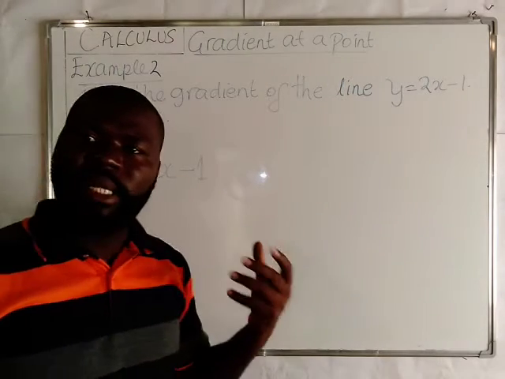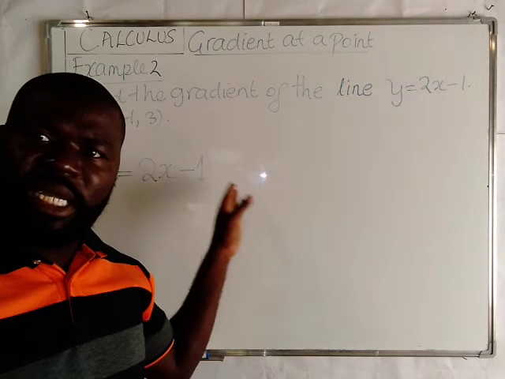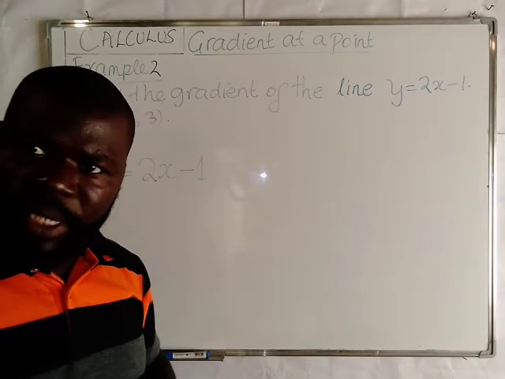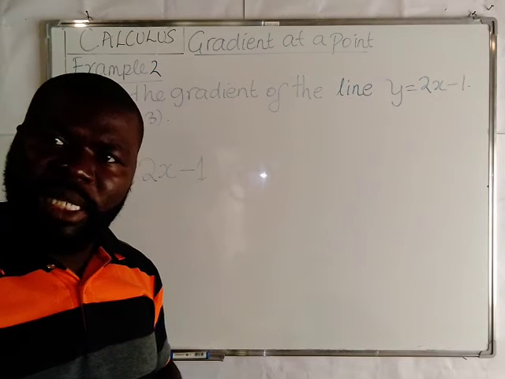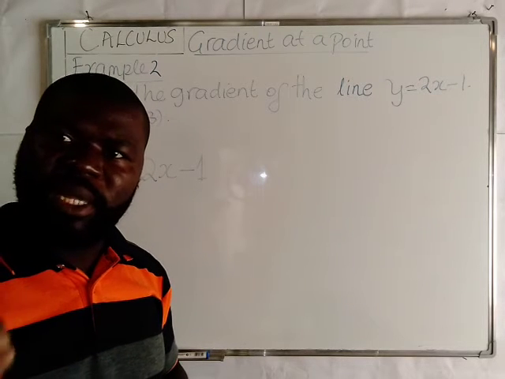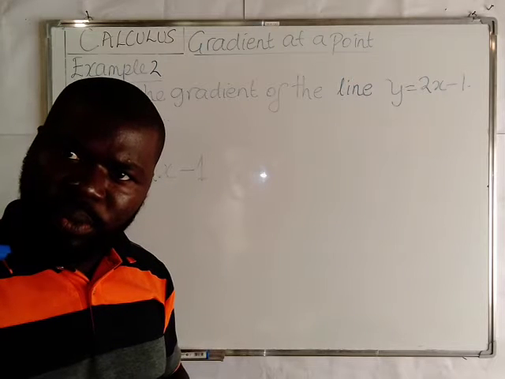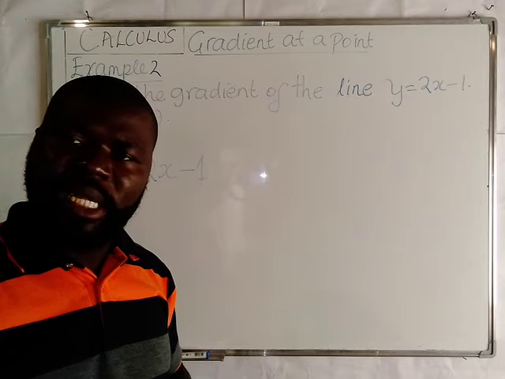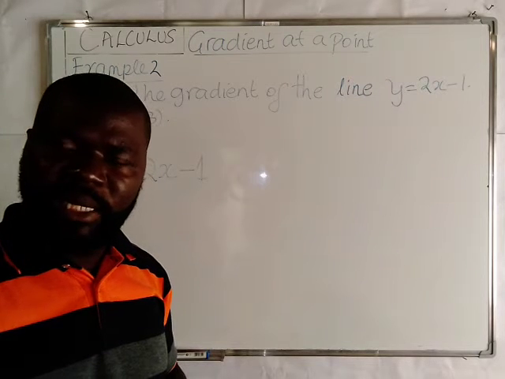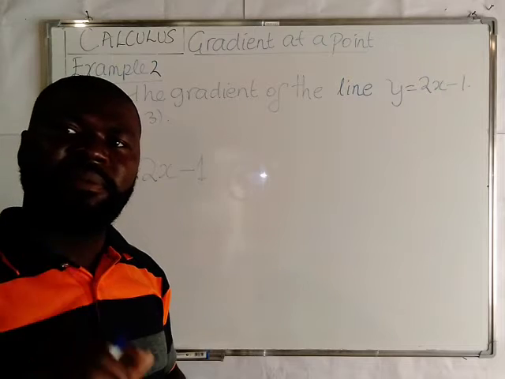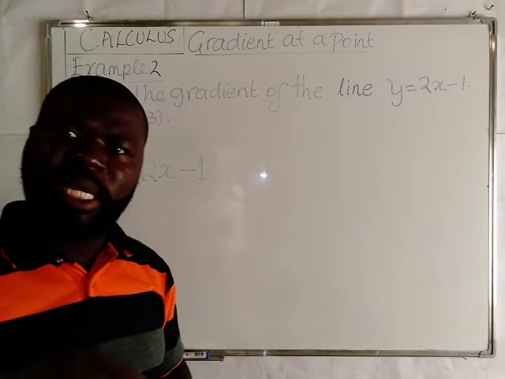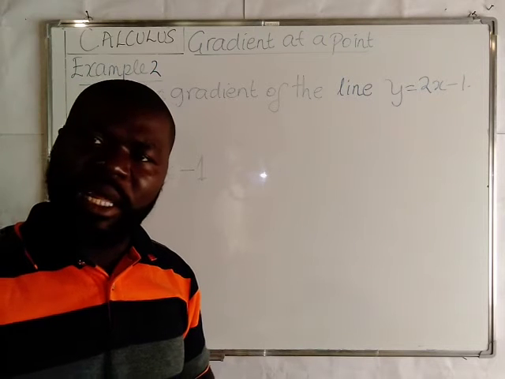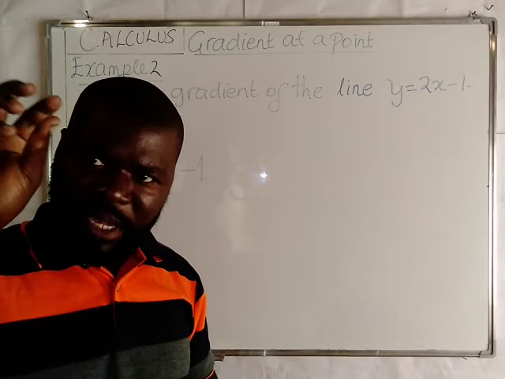Now, for us to get the gradient of this line, we need to differentiate. When we differentiate a line, what we get is a value. And when we differentiate a curve, what we get is a gradient function or the gradient formula. I'll repeat. When you differentiate the equation of a straight line, what you get is a value. That value is simply the gradient.